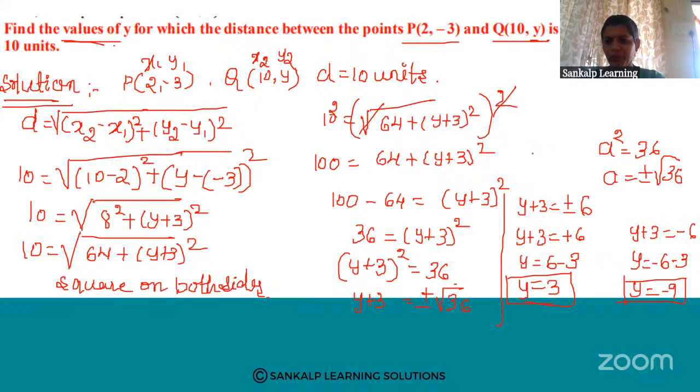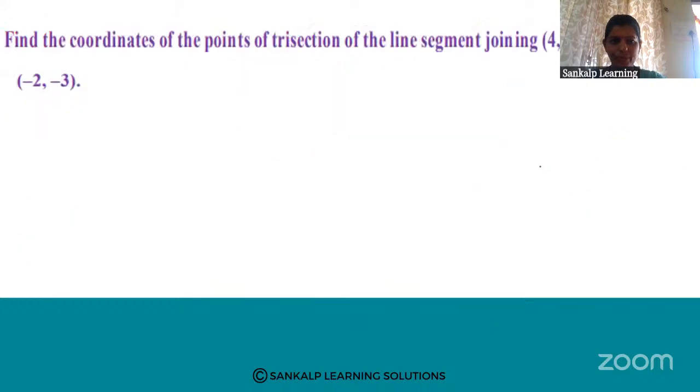Have you taken it? Yes. Find the coordinates of the point of trisection of the line segment joining (4, -1) and (-2, -3). Okay. So first we should understand what we mean by trisection.